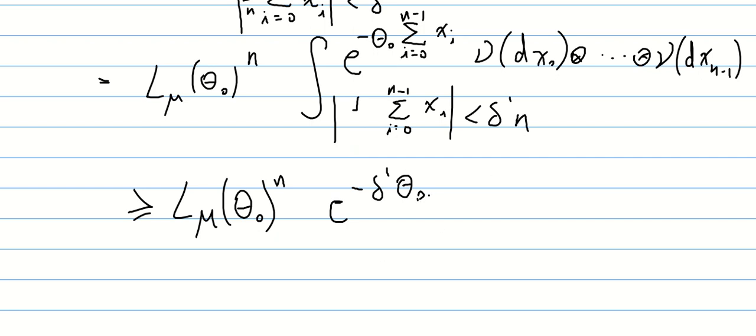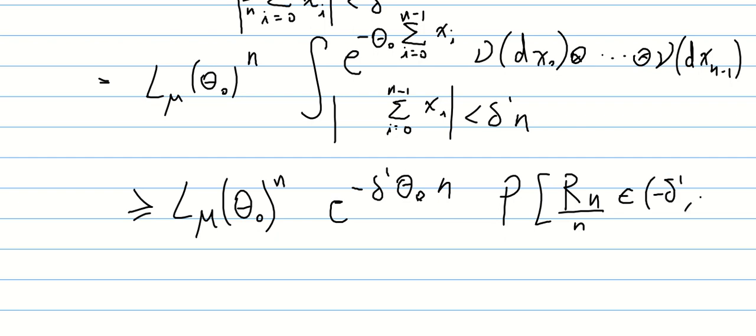So there is an n here, because here there was no 1 over n. Here I can write it like this. So now this exponential is always larger than the minimum value we can have, which is e to the minus delta prime n times theta 0. And now we have the integral, and this integral of nu is exactly the probability that r n over n is between minus delta prime and delta prime.